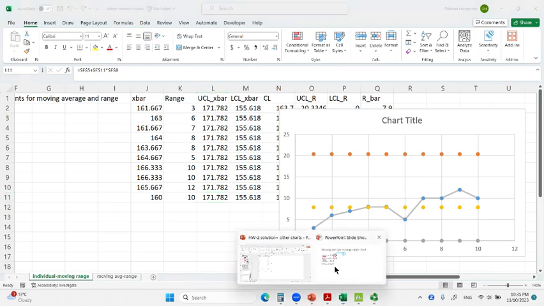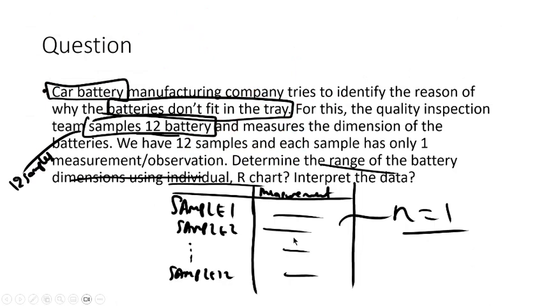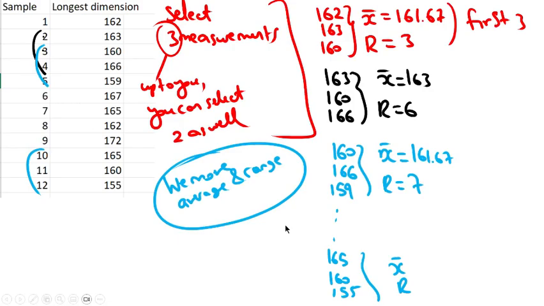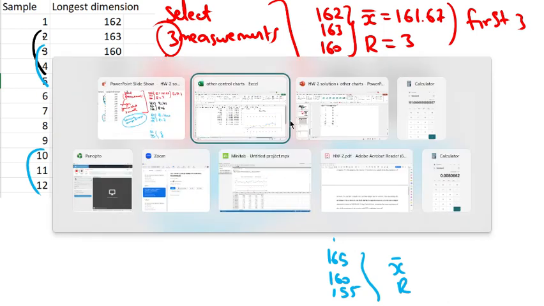As I told you, we use the moving average when the sample size is equal to 1. So for each sample, as you can see, sample 1 has 1 measurement, sample 2 has 1 measurement. So for each of my samples, I have 1 measurement. But if you have more than 1, then you don't use these moving average methods. You have to move back to the methods that we have used, like the X bar R chart or X bar S chart. Thank you, everyone.